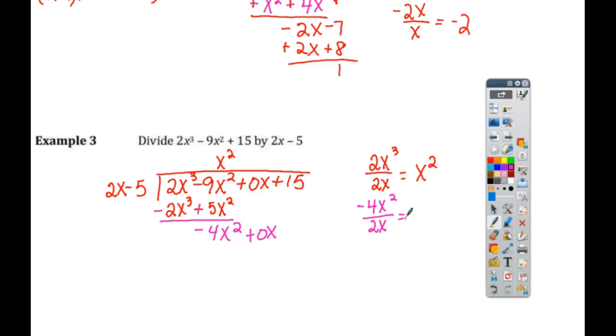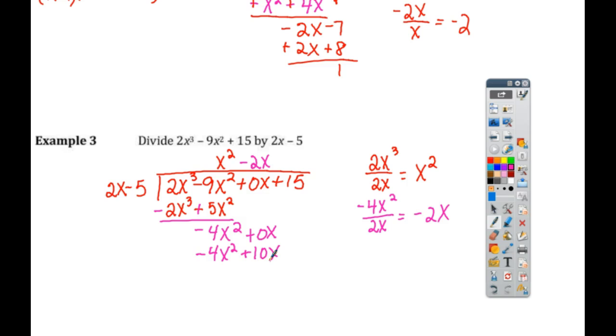It is. So is it negative 2x? Negative 4 divided by 2 is negative 2. X squared divided by x is x. And where do I put this? Above the 0x. So we have minus 2x. So now I'm going to have negative 2x times 2x gives me negative 4x squared. Negative 2x times negative 5, it's a positive 10x, right?